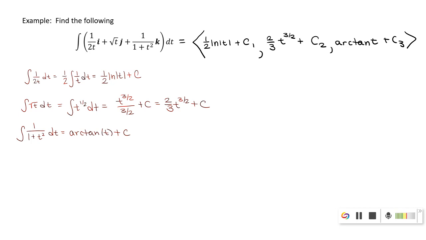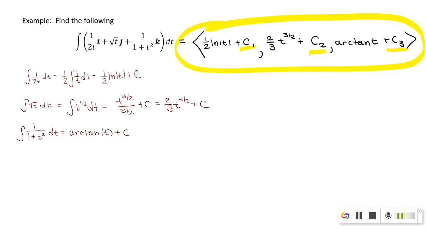So I'm going to put a plus c1, and then in the second one, plus c2, and then in the third component, plus c3. So just to distinguish between the different constants in the different components. So at the top of the screen, this is my answer right here. So I found the antiderivative.